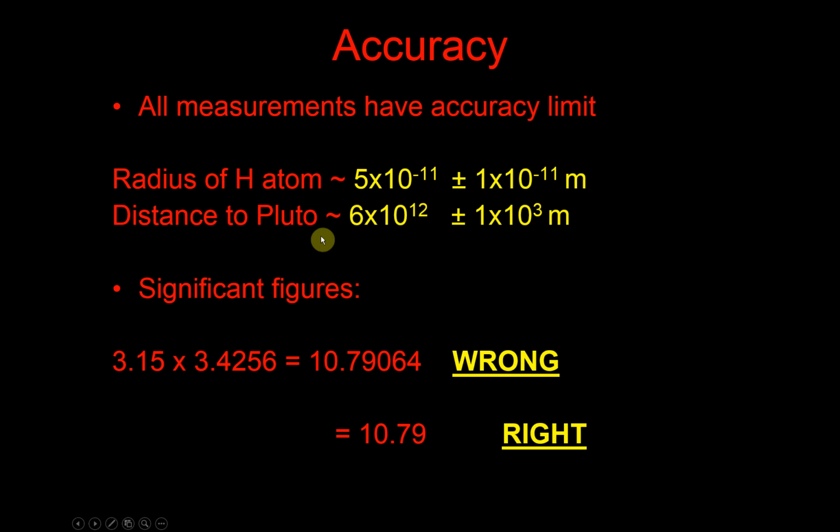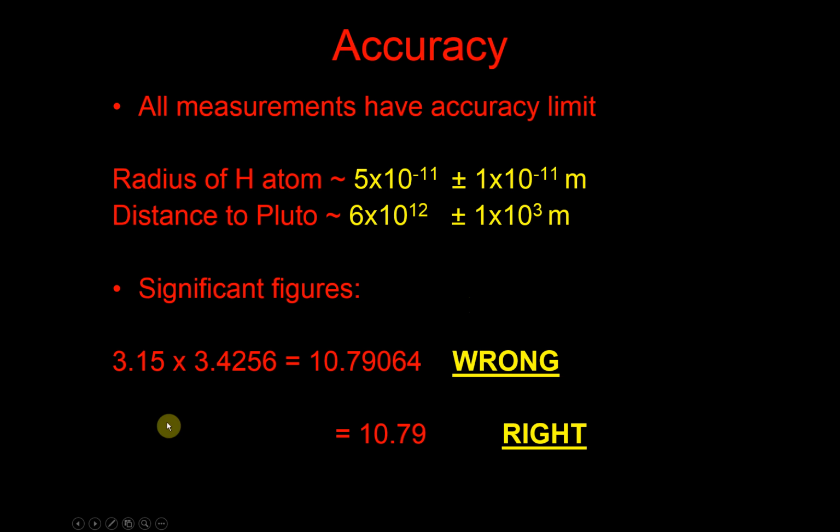The distance to Pluto, on the other hand, which is on the other side of the solar system, is 6 times 10 to the 12 meters. We know the accuracy of this distance to 1 times 10 to the 3 meters. So we actually can constrain the distance to Pluto much more accurately than we can a room full of hydrogen atoms.